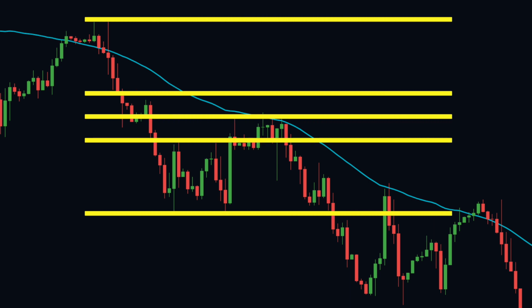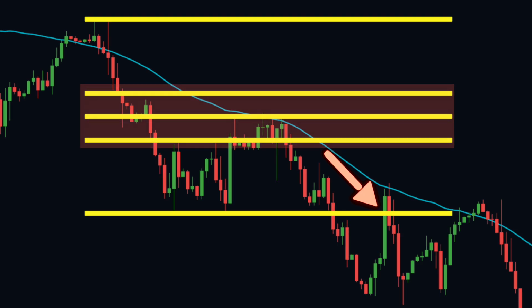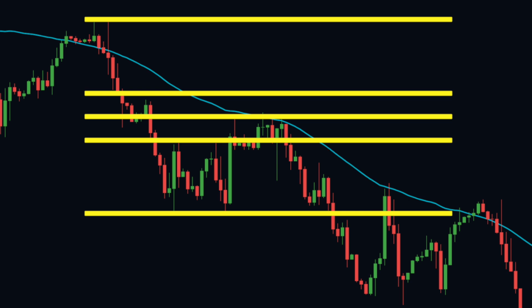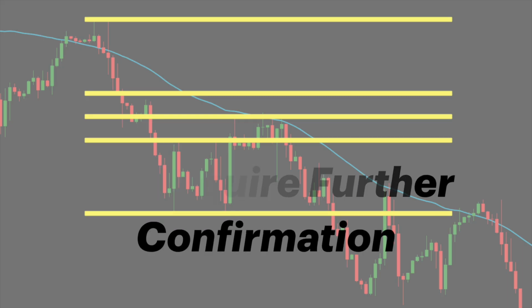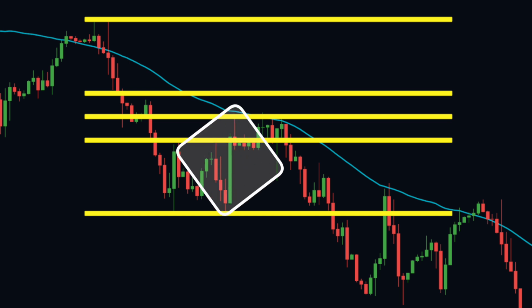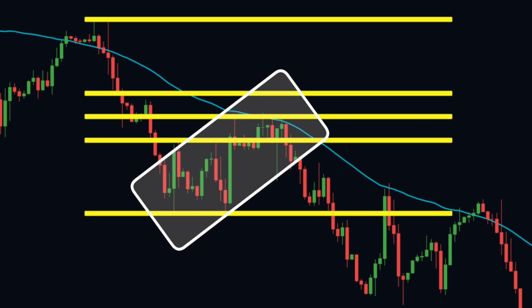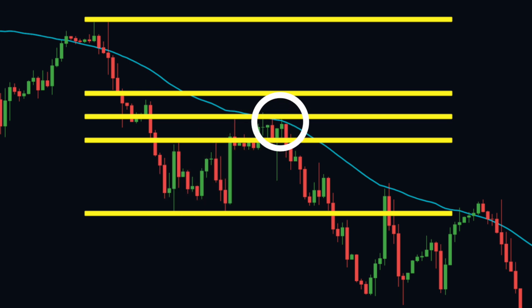When the price begins to pull back, we know that it will face resistance at one of these areas and begin another downward movement. But we cannot just execute a trade based on the retracement tool alone. We require further confirmation.